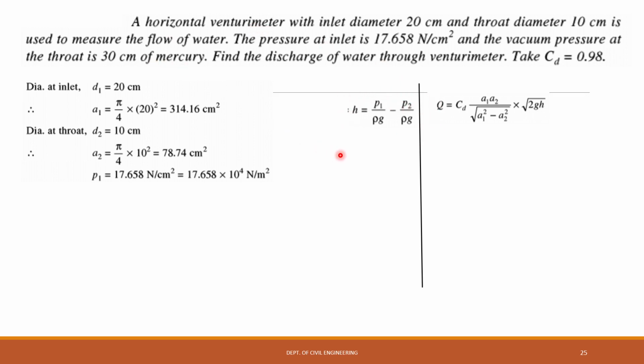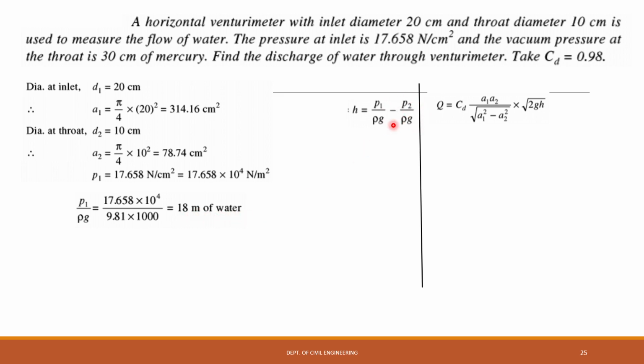See, we have two equations for H, isn't it? But for using the other equation, we need the value of X, the reading of manometer. But the reading of manometer is not given in this question. So you can use this equation for finding H. Now P1 is given. Then for P2, we need to find out H. This is the equation of H. P1 value is given. So we need to find out P1 by rho g. P1 by rho g is found out, and it is obtained as 18 meters of water.